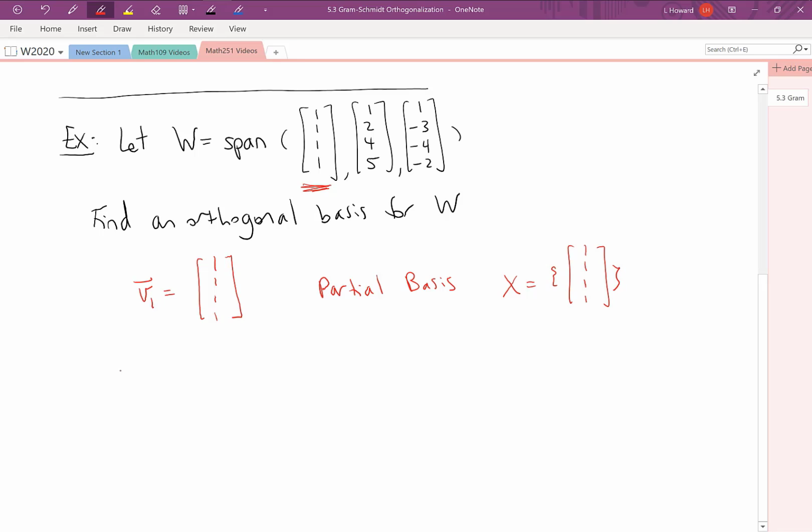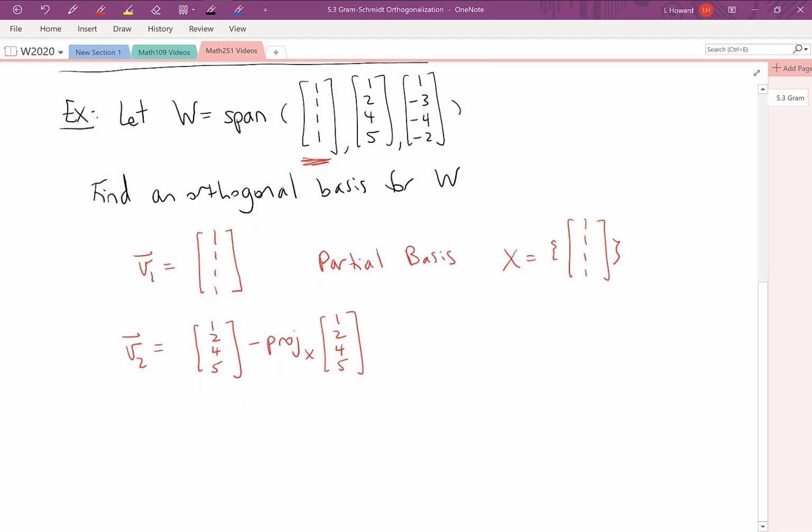Okay, so now things are going to get more interesting in the next step. We're going to say V2 is the second vector in the span, 1, 2, 4, 5, minus the projection onto X of that second vector, 1, 2, 4, 5. Let's see if we can draw a picture geometrically of what we're doing here. We've got this second vector, 1, 2, 4, 5. Let's say it looks like that.